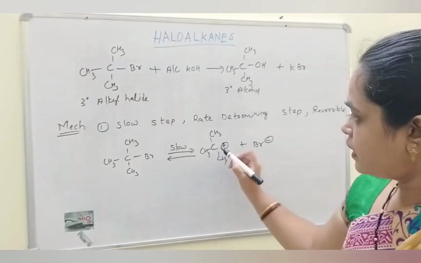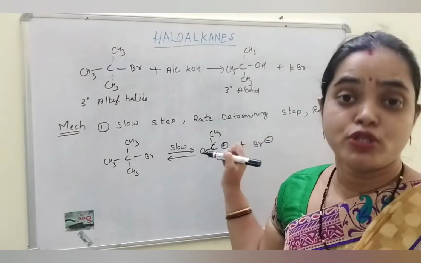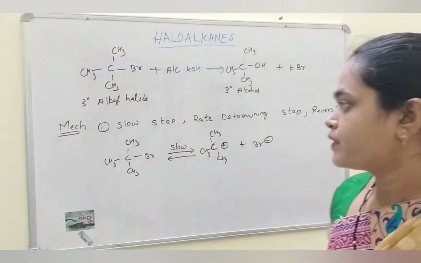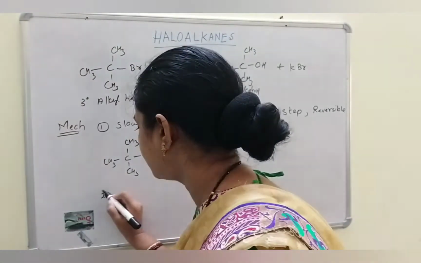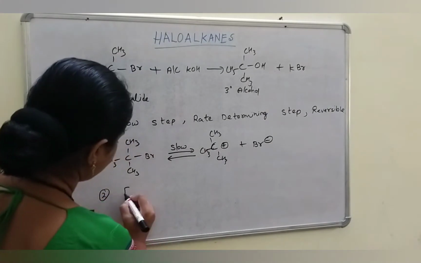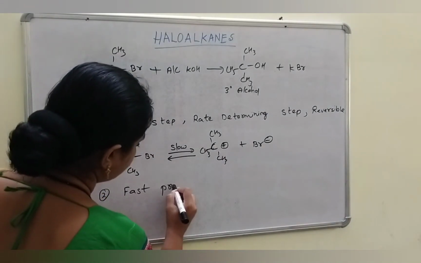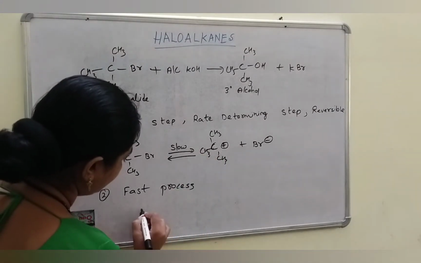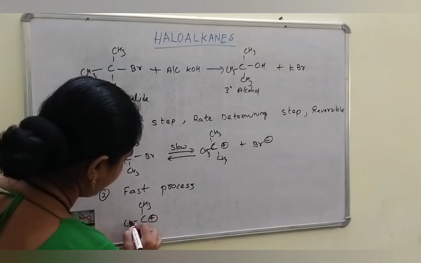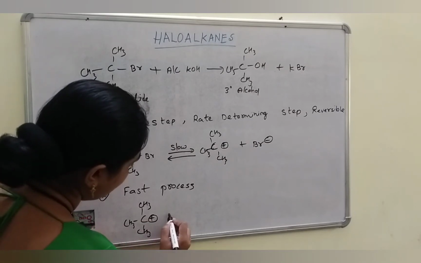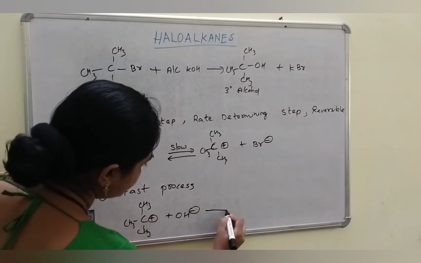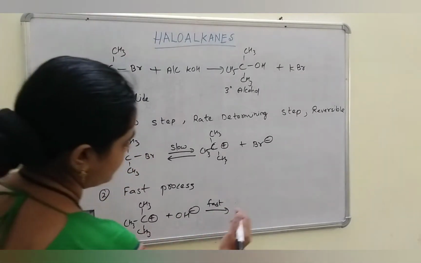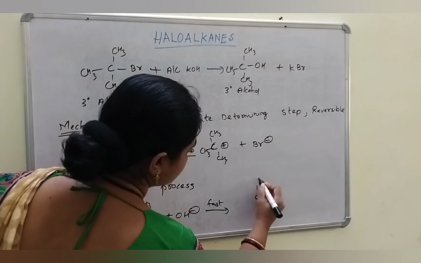In the first step, a carbocation, with positive charge on the carbon, is formed along with the bromide ion. And the second step is a fast process. In the second step, the nucleophile attaches to this carbocation. What is the nucleophile here? OH negative. In this fast process, the nucleophile attaches to the carbocation to form alcohols.